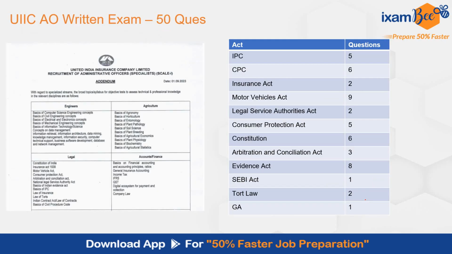And similarly the UIIC syllabus was defined, and questions came from that syllabus. So you can see the number of questions increased in UIIC from various acts. Motor Vehicle Act had 9 questions, Insurance Act had 2 questions, IPC and CPC 5 and 6, Legal Services Authorities Act had 2 questions, Consumer Protection Act 5, Constitution 6, Arbitration 3, Evidence 8, SEBI Act, Tort Law, GA 1 question each.